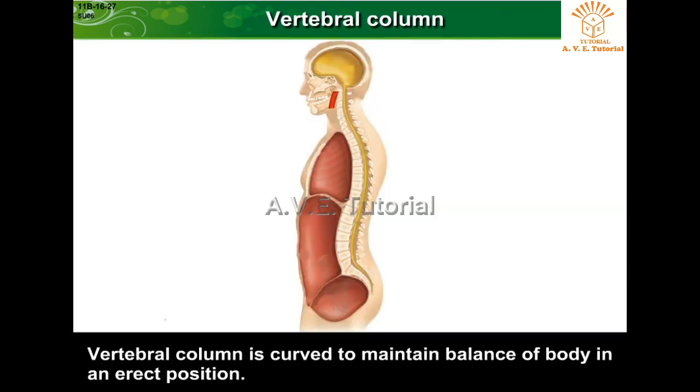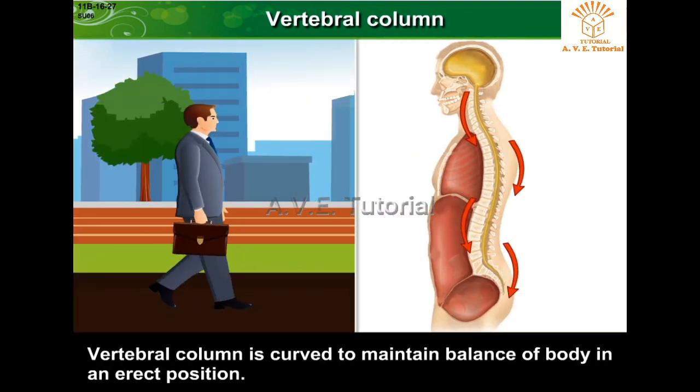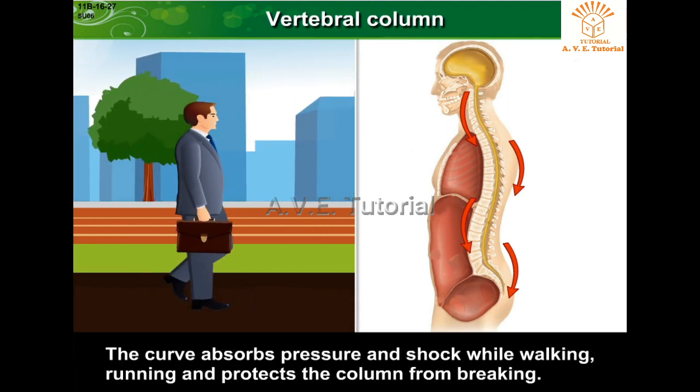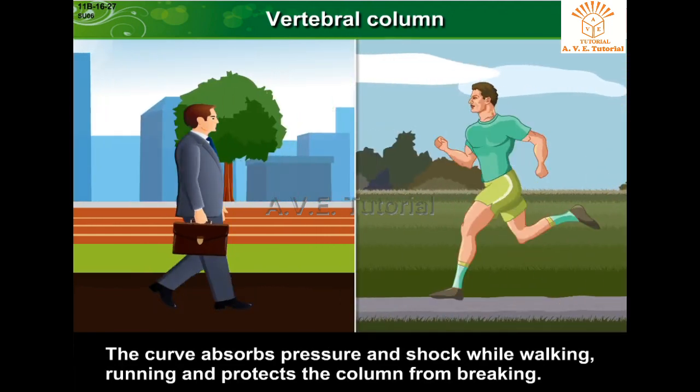Vertebral column is curved to maintain balance of body in an erect position. The curve absorbs pressure and shock while walking, running, and protects the column from breaking.